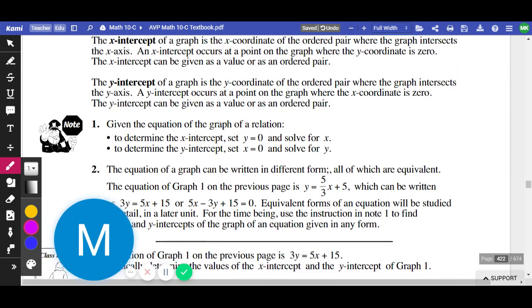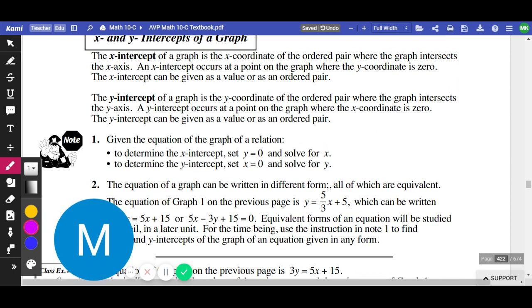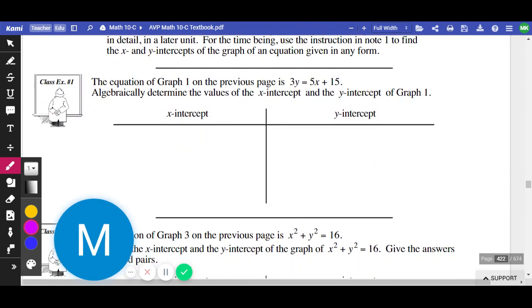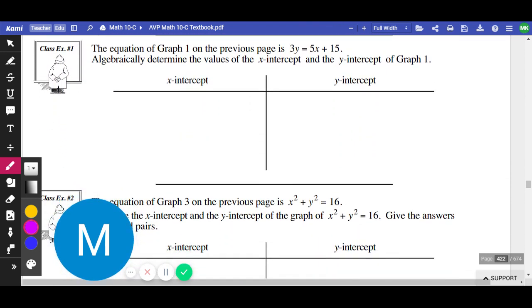This is just a bunch of words that you could read through one day if you wanted to. What we're going to do instead is jump down here to class example 1. And we're going to try to find x and y intercepts without a graph. With a graph, it's really easy, right? You just look at it, you point at it, you write out the point. Mathematically or algebraically, with an equation, it's a little more challenging.